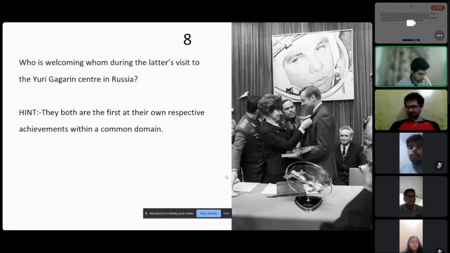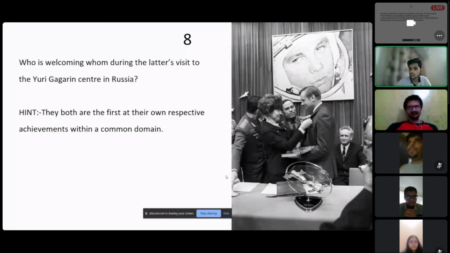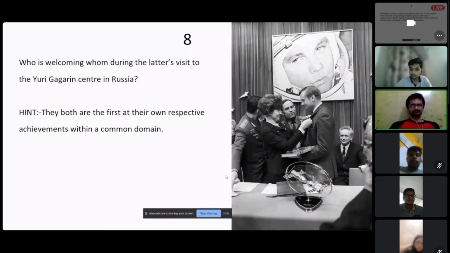Okay, so P1 passes. This goes to P2 directly. Now the bounce is on P2. P2: I think Yuri Gagarin welcoming Marie Curie. Incorrect answer. P3, pass. Okay, fine. P4 passes. So P5: Neil Armstrong. We want two names. and Marie Curie. Incorrect answer.